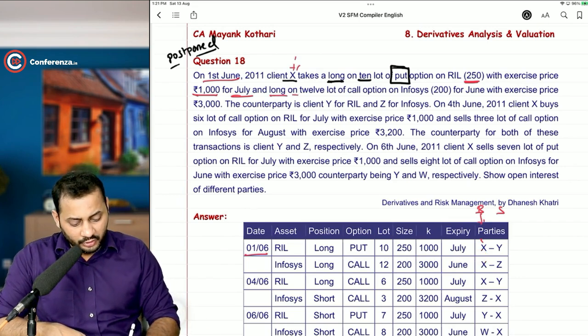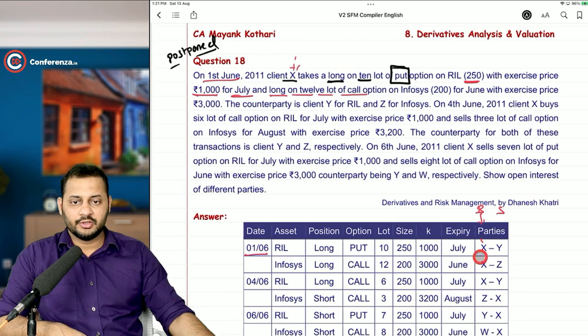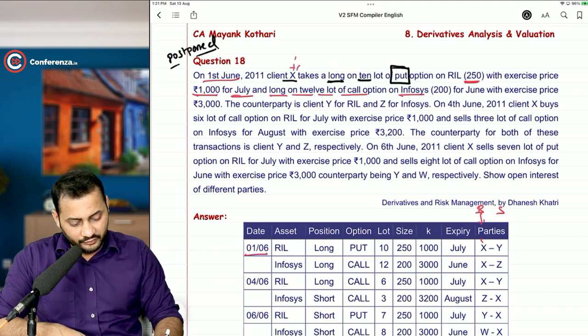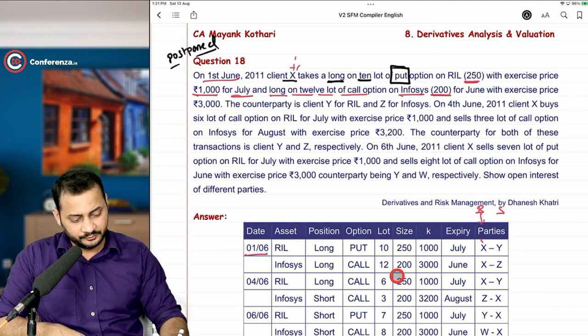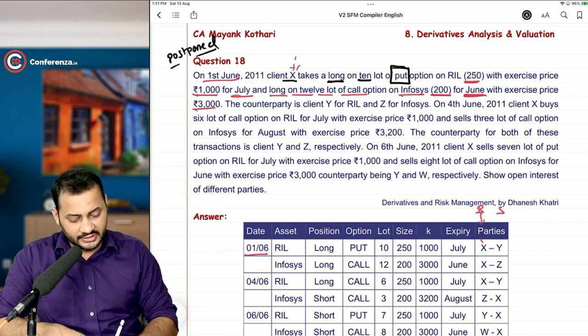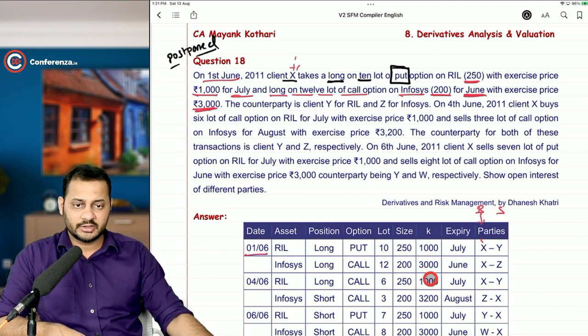And long on 12 lots of call options. So again, X is the same party who is the buyer. On the same date, Infosys was the asset. We are long on the call option of 12 lots on Infosys, and the lot size is 200. The lot size is 200, written here. Expiring in June with an exercise price of 3000. You can clearly see that. And X is the buyer of all this.